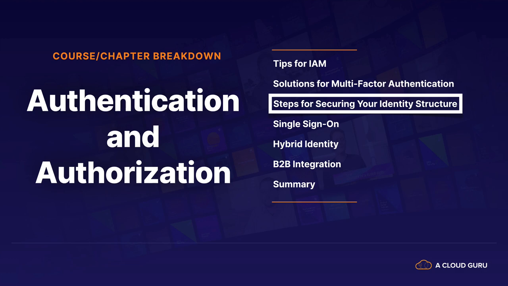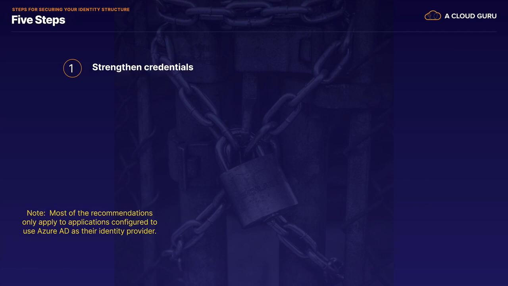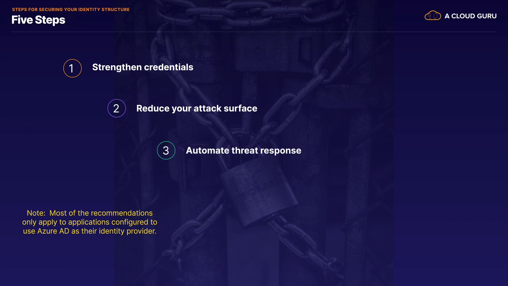So there are 5 major steps that you want to follow that are going to help you prevent identification catastrophes, we hope. They go as follows. First thing you're going to do is strengthen your credentials. You're going to reduce your attack surface. Automate your threat responses, use cloud intelligence, and enable end-user self-service. Now, mind you, most of these options do assume that you're using Azure Active Directory.